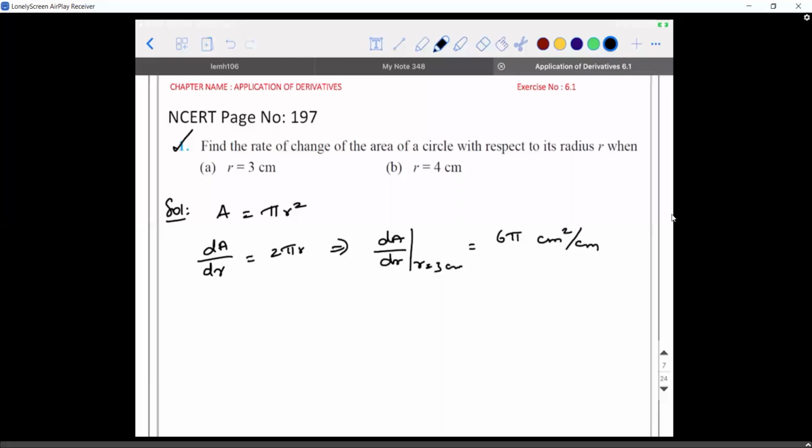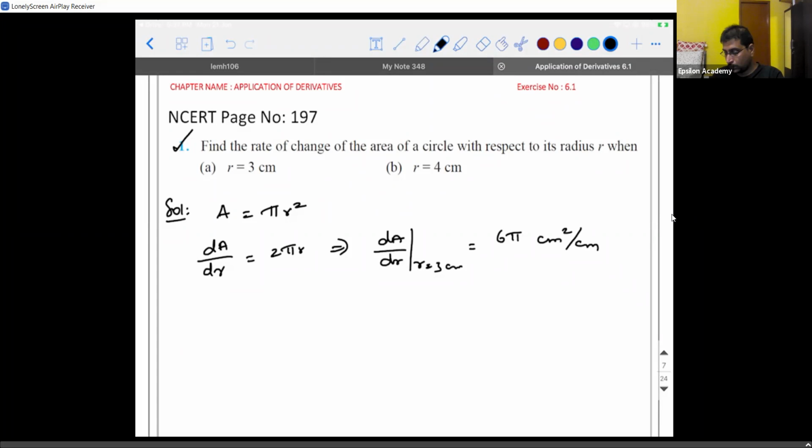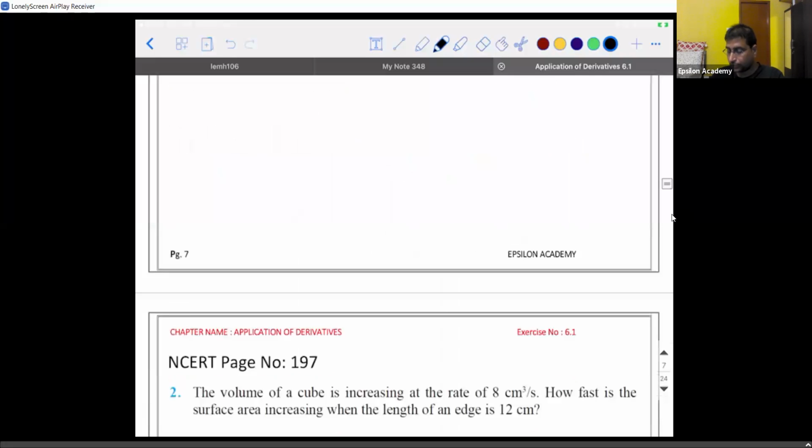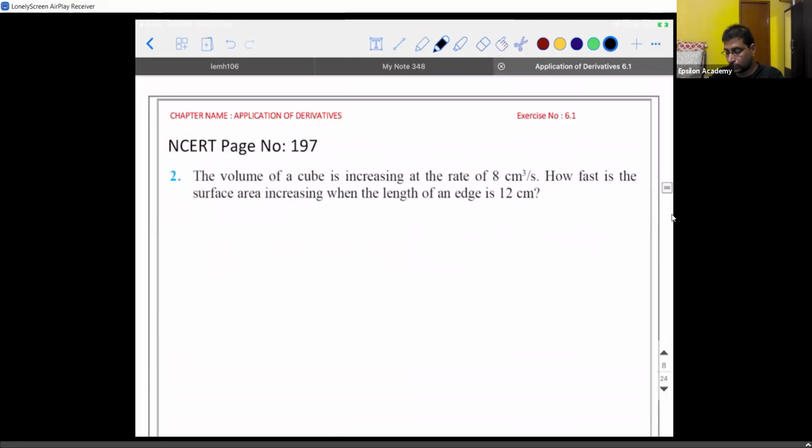8 pi, sir. 8 pi centimeter square per centimeter. That's it, 8 pi. Okay, do the next one. You guys try this.